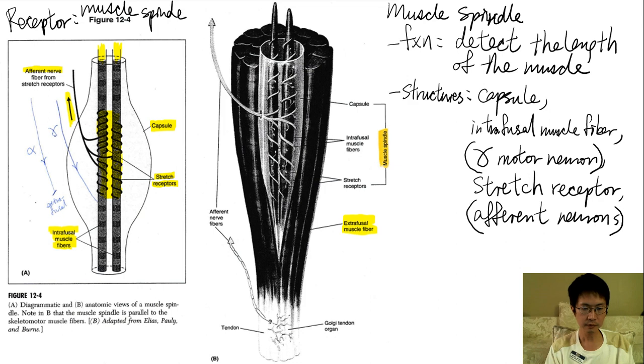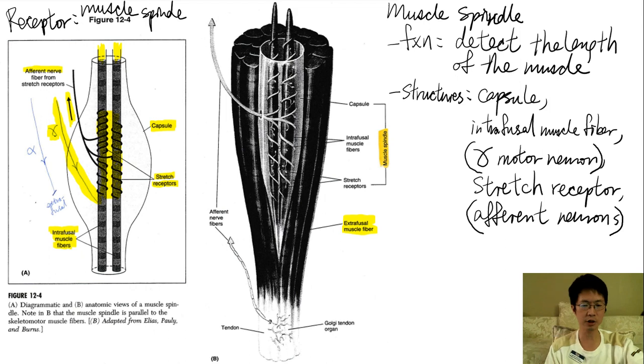And as you can see, the gamma motor neuron innervates the intrafusal muscle fiber, meaning that gamma motor neuron is top down. You can see that the action potential is going to the intrafusal muscle. So our brain sends action potential to the intrafusal muscle fiber so that you will contract. Actually, not just our brain, the spinal cord too. The spinal cord can send action potential along the gamma motor neuron to tell the intrafusal muscle fiber to contract.